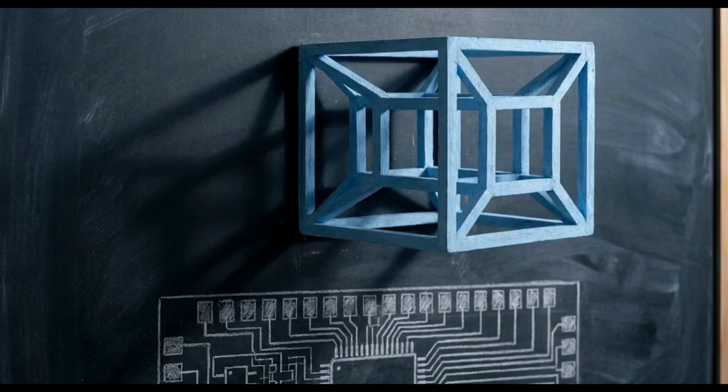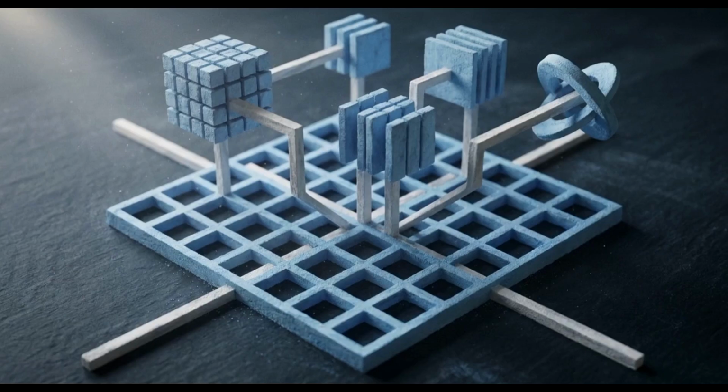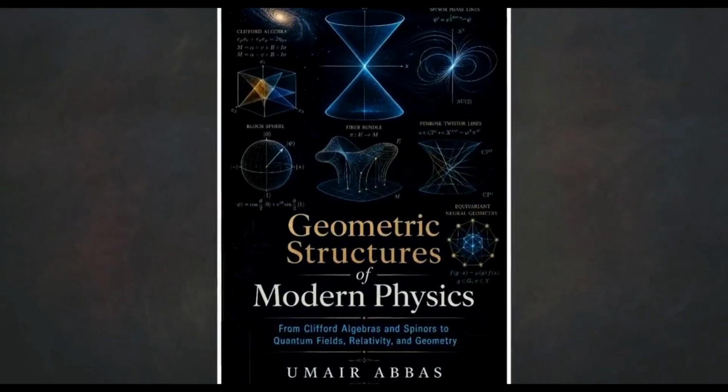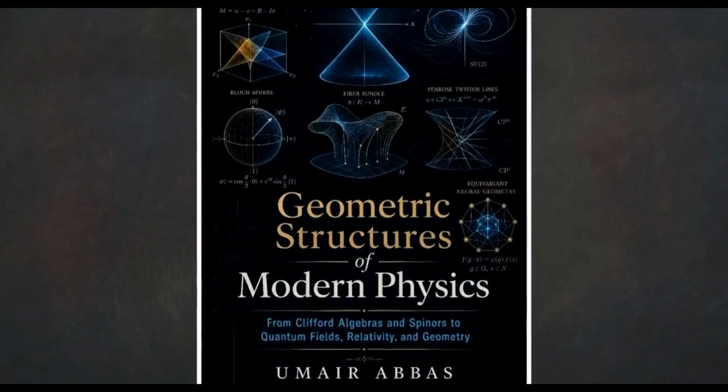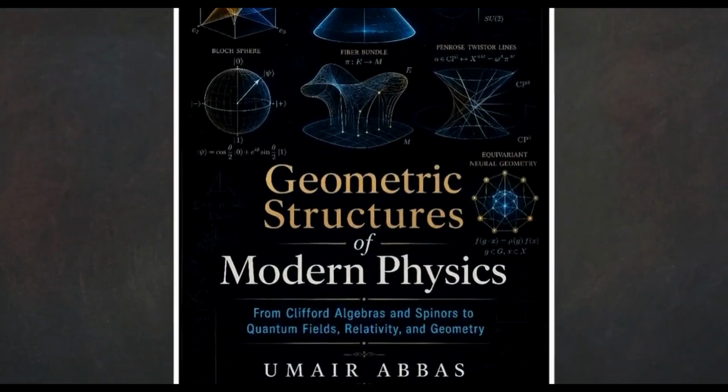To model a unified physical reality and to engineer artificial intelligence capable of mapping it, we cannot continue translating between incompatible languages. We require a unified mathematical foundation. The framework for this unification is mapped out in Umair Abbas's text, Geometric Structures of Modern Physics.